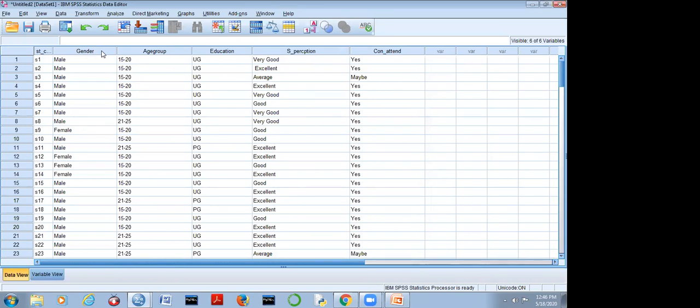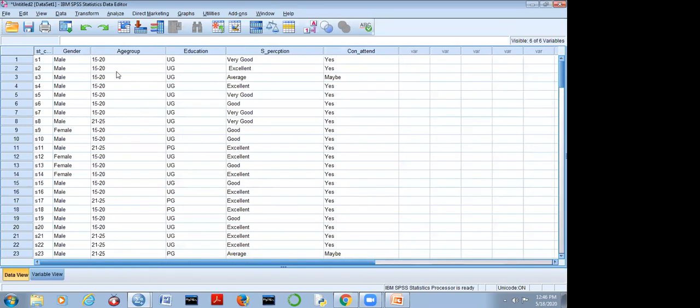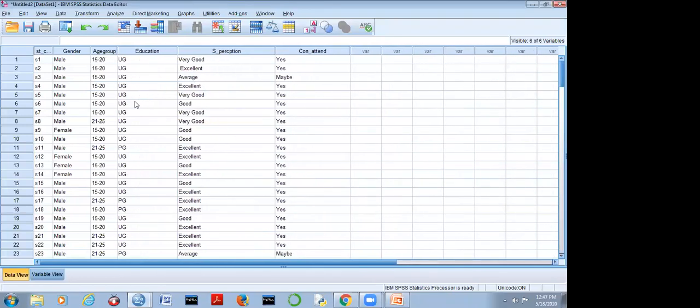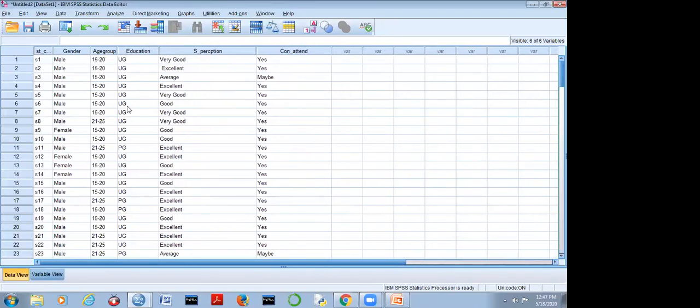What type of data are these? Measure of level of data: in which level of measurement does gender come? Which level of measurement does the category gender come under? Nominal. Good. Age group? Scalar. Good. Education? Ordinal. Nominal.